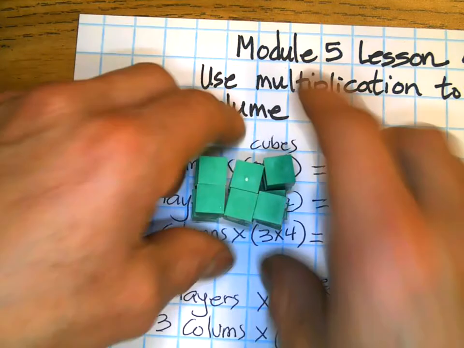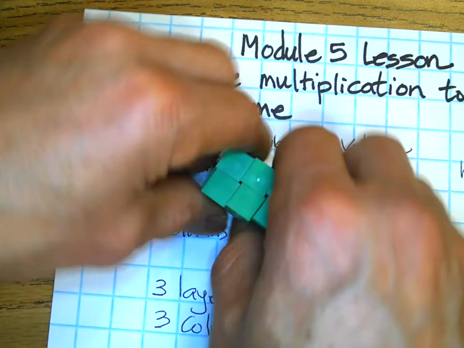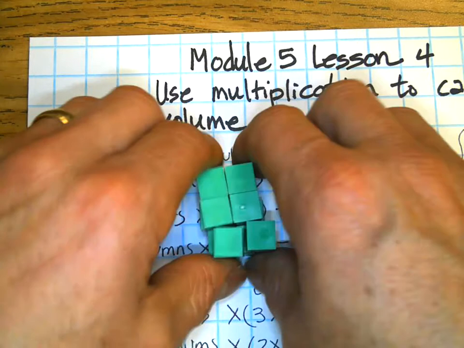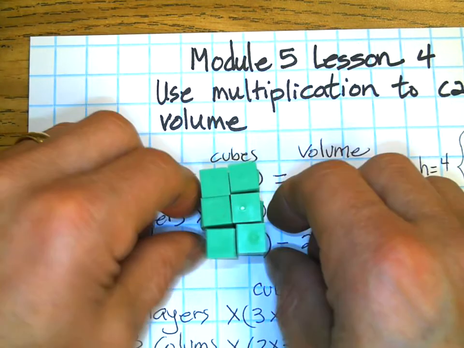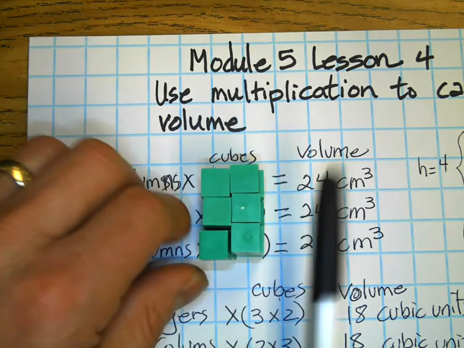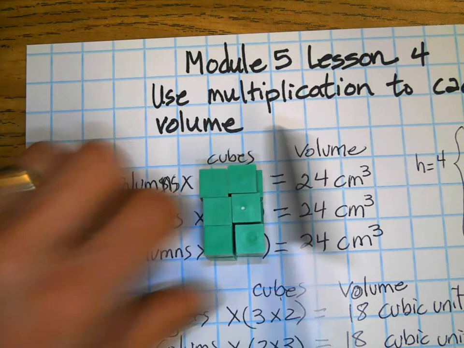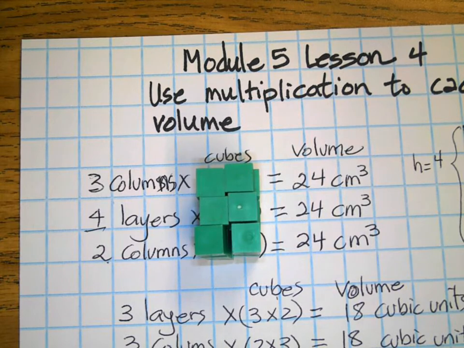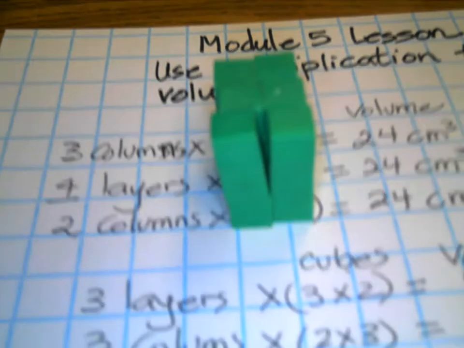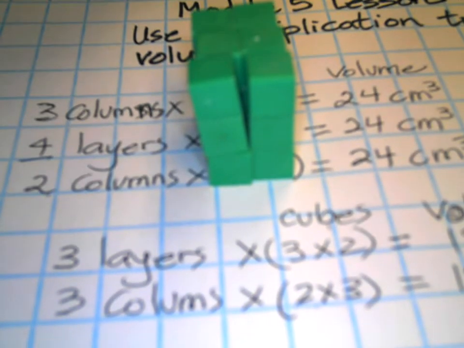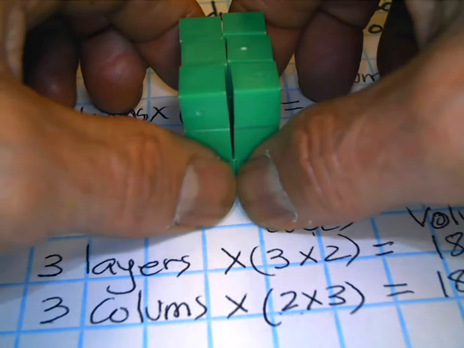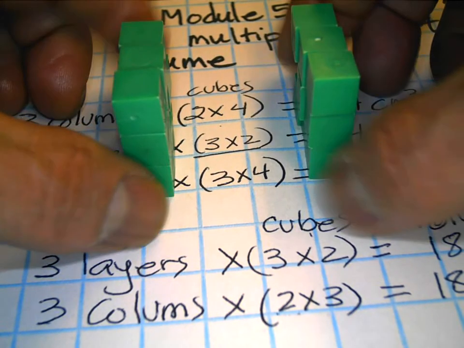There's another way you can break this one into columns. If you look at the side view, this is your side view of this shape, this solid figure. There it is. So now let's look at the side view. Here we go. Let me show you. And there is the side view. You can see that there are 2 columns. Now we're going to separate the 2 columns. So we have 2 columns right here.